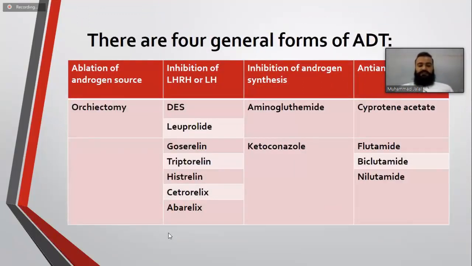First is ablation of the androgen source, which is surgical castration. Second, inhibition of luteinizing hormone-releasing hormone or luteinizing hormone. These are diethylstilbestrol, leuprolide, goserelin, triptorelin, histrelin, cetrorelix, and other relix drugs. Third, inhibition of androgen synthesis: aminoglutethimide, ketoconazole. Fourth, anti-androgens, which include cyproterone acetate, flutamide, and bicalutamide.